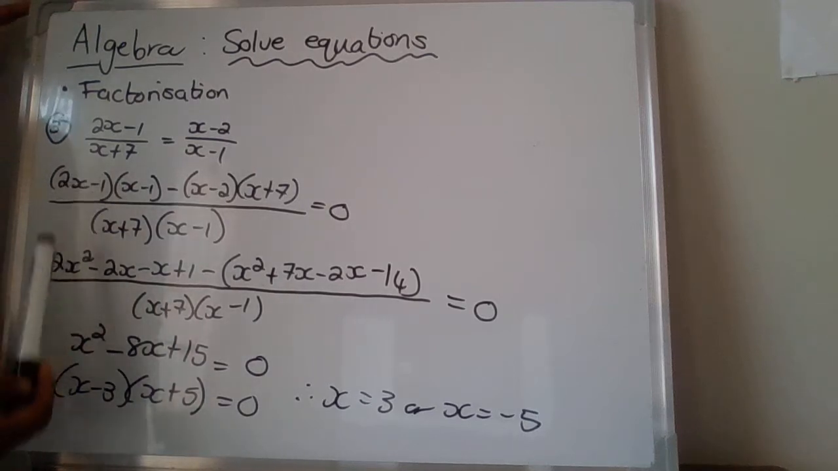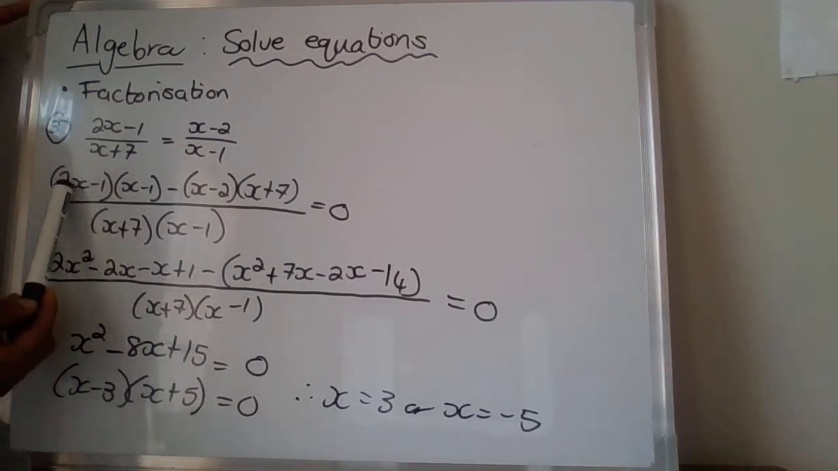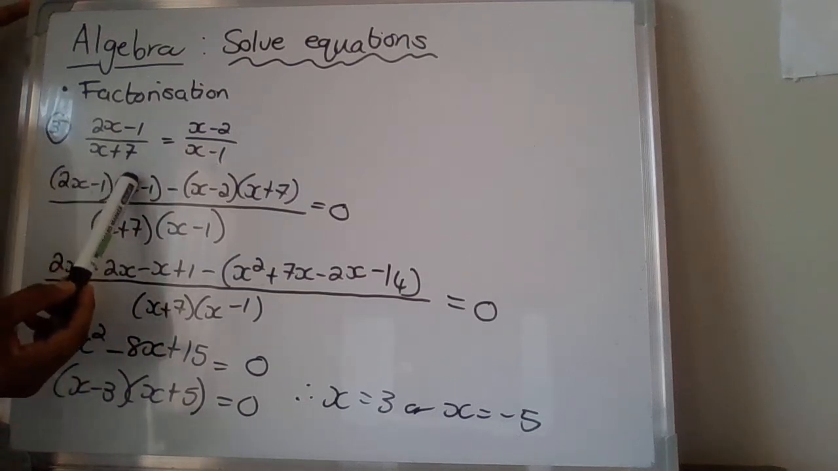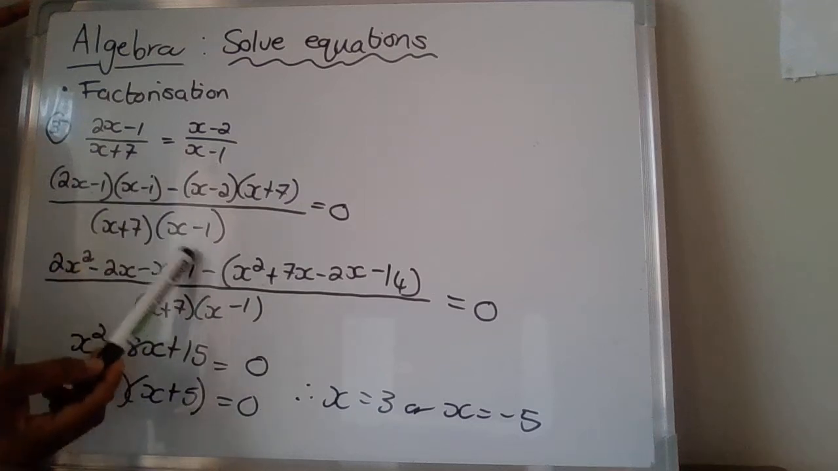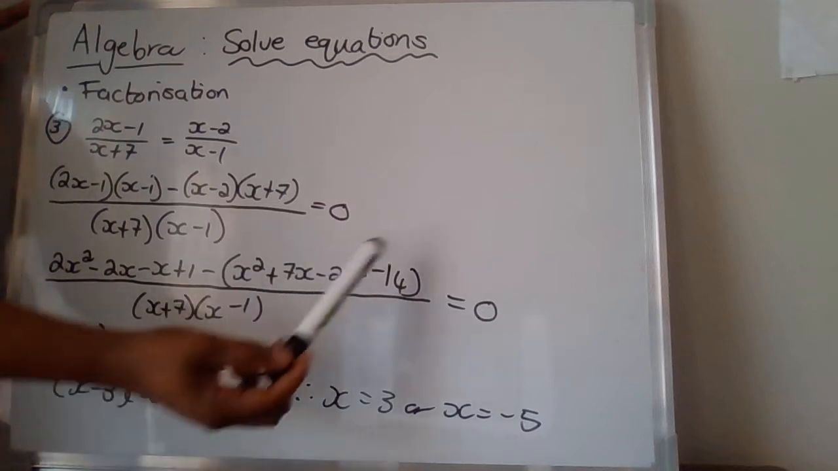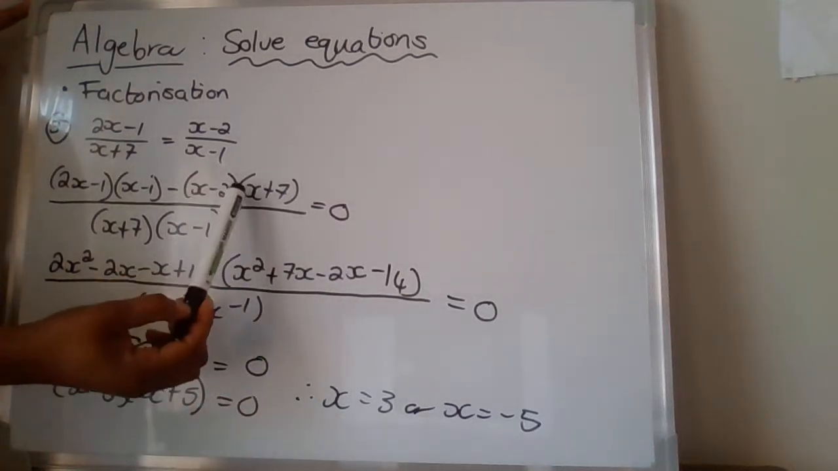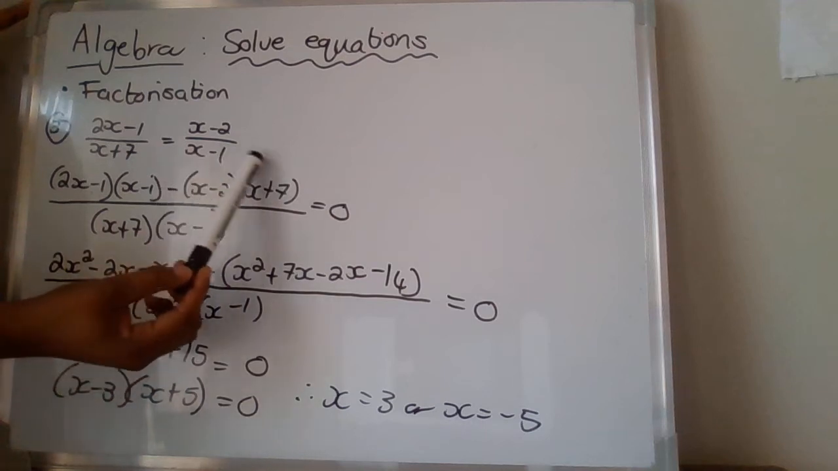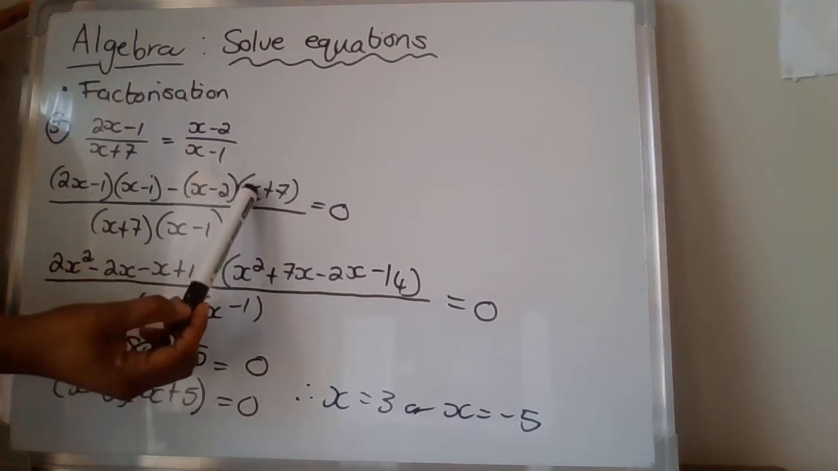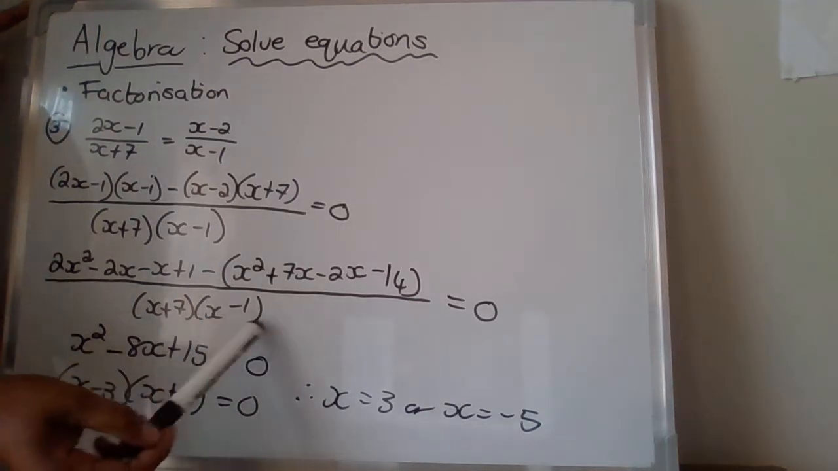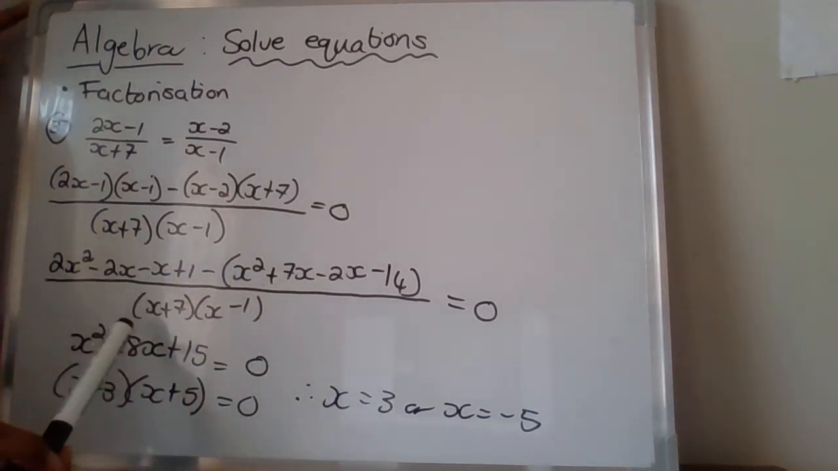And then I worked out the brackets. So I have 2x squared minus 2x, minus x plus 1, which is this part here, minus, then I opened up my brackets and I worked out these two brackets here. So it's x squared plus 7x minus 2x minus 14 all over my denominator.